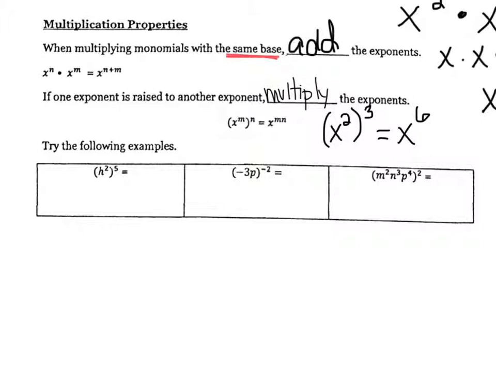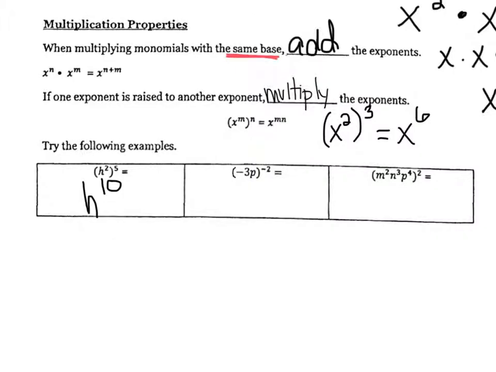That one, hopefully you noticed it was exactly like what we had just talked about. So we take the 2 and the 5 and we multiply them, and we get h to the 10th. Now the next one, we've got a couple things to deal with. 1, there's more than one thing inside of the parentheses. And 2, the exponent is negative. Well, the negative we'll deal with at the end.